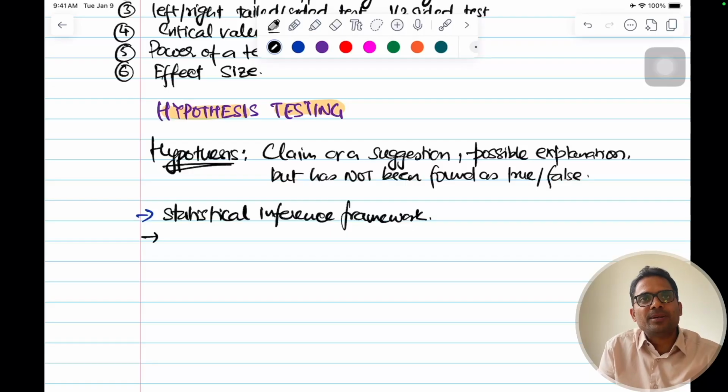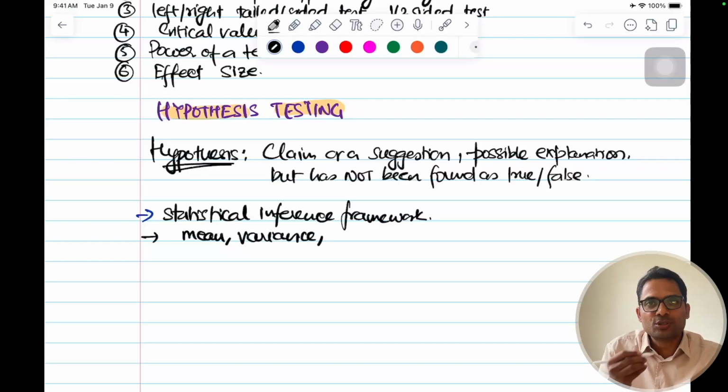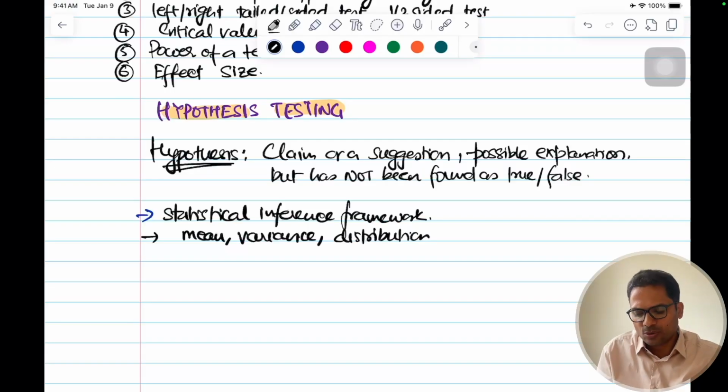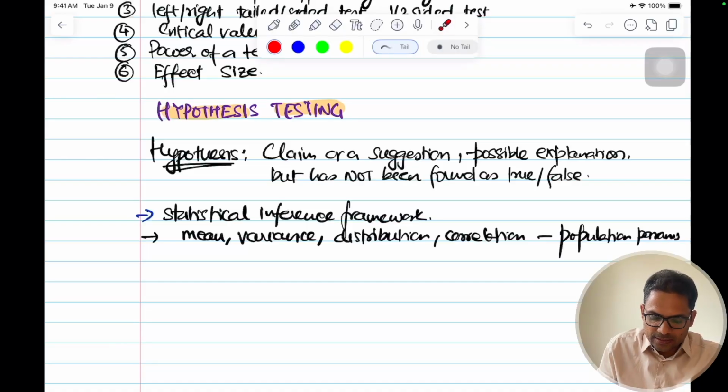The population parameter can be the mean, it can be the variance, it can also be the distribution, what kind of underlying distribution the population has, and so on. Other things also, like correlation between two variables. So this can be done on the basis of sample data. We can make conclusions about the population parameters, and we make decisions about these parameters based on sample data.